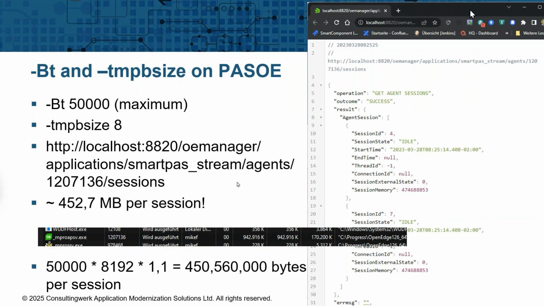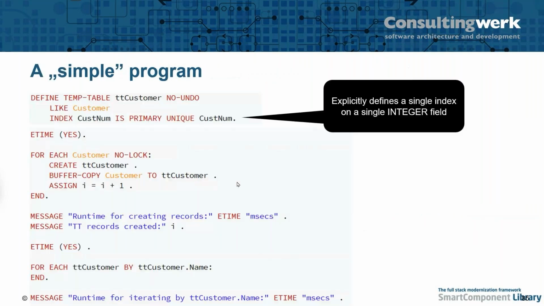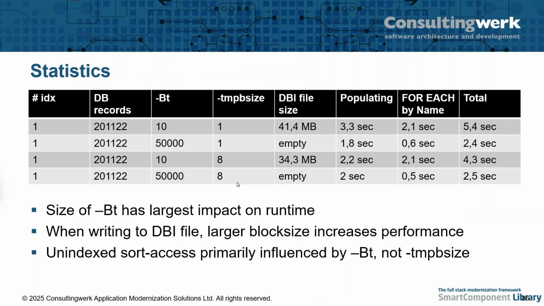Quickly go over that and look at some timings. So what I'm doing here is I'm reading 200,000 records from the database into a temp table, and then I do a for each. This for each is not indexed. This temp table does not have an index on the name field. So it's doing a runtime on-the-fly sorting when I go through that. And we see that the 200,000 records need to be read from a database, then put into the temp table, and then I go through that.